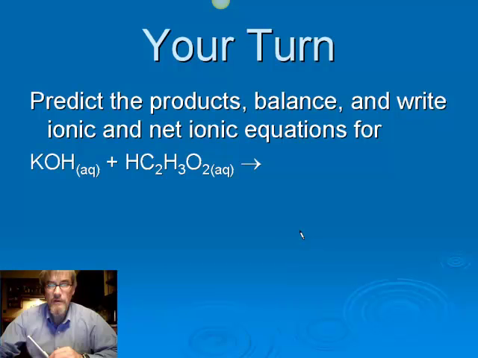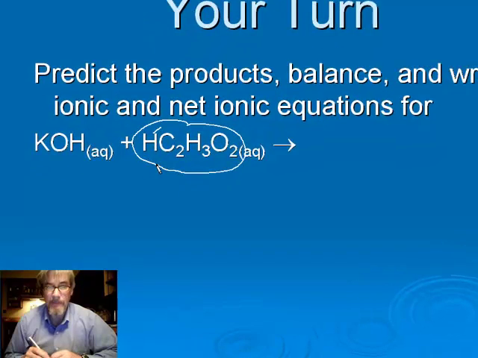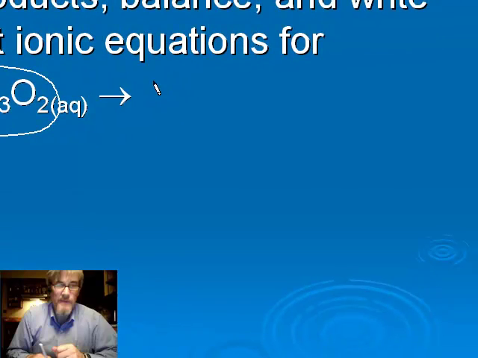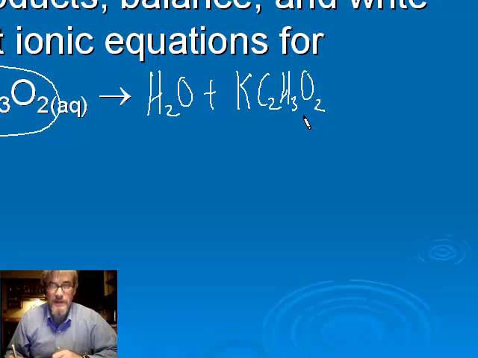Well, HC2H3O2 is acetic acid. That's an acid. You can spot that because it starts with H. KOH is a base. You can spot that because it ends in OH. So we have a simple acid-base neutralization here. Water and a salt are going to be my products. H2O, and the salt is the K from the base together with the acetate ion from the acid. C2H3O2 is 1 minus, K is 1 plus, and so they balance each other out. That's aqueous because group 1 salts are all soluble.